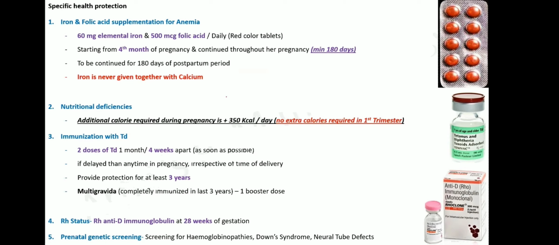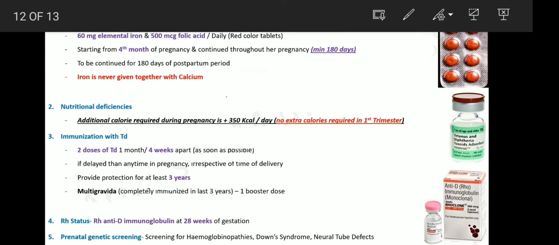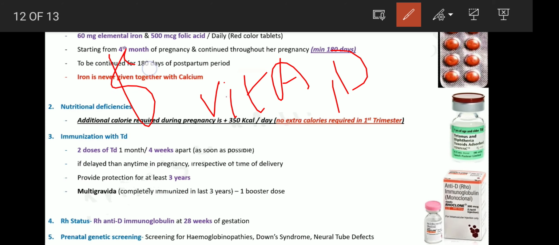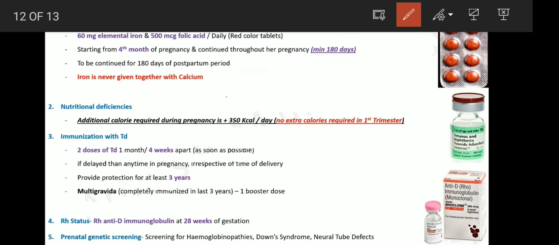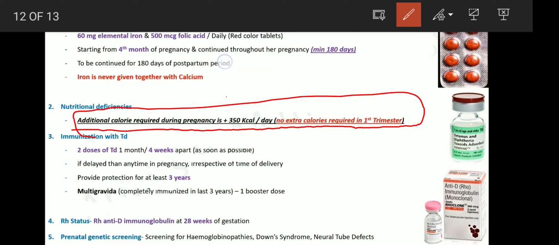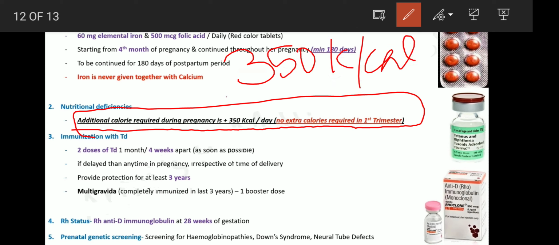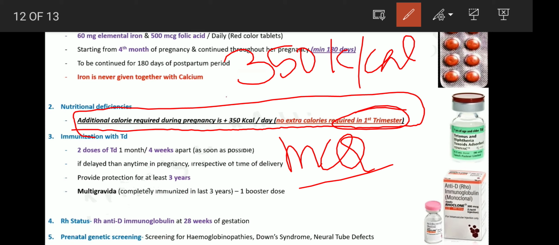Additional calorie requirement is very important. This was about the nutritional deficiencies: we give vitamin A tablets, vitamin D tablets, and fresh milk to the mother. This was all about how nutritional deficiencies are dealt with. The additional calorie requirement in pregnancy is 350 kilocalories per day. No extra calories are required during the first trimester. This is an MCQ which has appeared in previous question papers. The additional calorie required during pregnancy is 350 kilocalories.